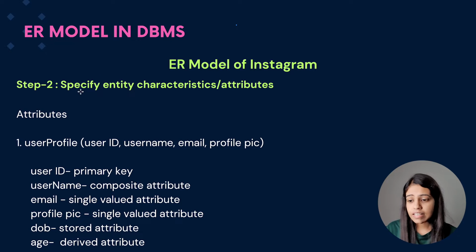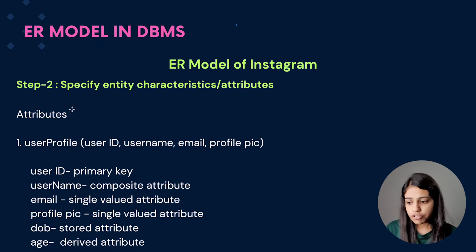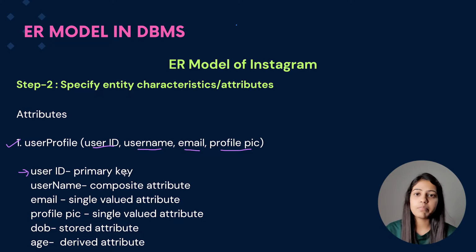Now the second step is to specify entity characteristics or attributes. We have specified what all entities are there: user profile, user friends, user login, user post, user likes. Now we need to identify the attributes, or the characteristics, of each entity. First we'll start with user profile. In user profile, there is a user ID, a username, an email, and a profile pic. User ID serves as the primary key because it can uniquely identify records in a table. The second is username, which is a composite attribute.